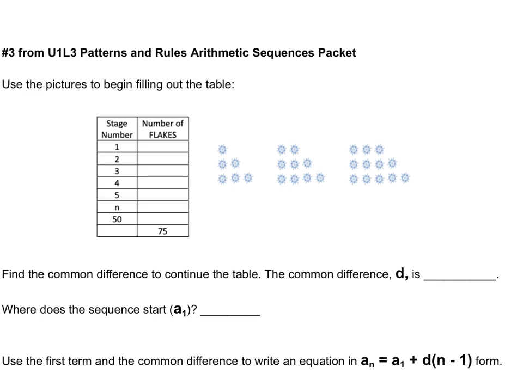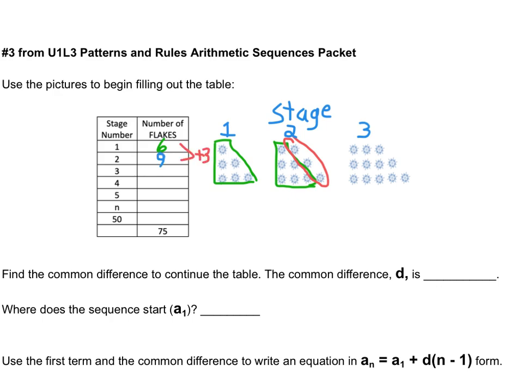Otherwise, we see that this first stage has 6 snowflakes, 1, 2, 3, 4, 5, 6. From the 6 that we had, on the next stage we see that we got 3 more. That's a total of 9 snowflakes in stage 2. For stage 3 then, we have our starting 6, and then we've added 3 two times, or another 3 from our previous 9, which is 12 flakes in total. 1, 2, 3, 4, 5, 6, 7, 8, 9, 10, 11, 12.